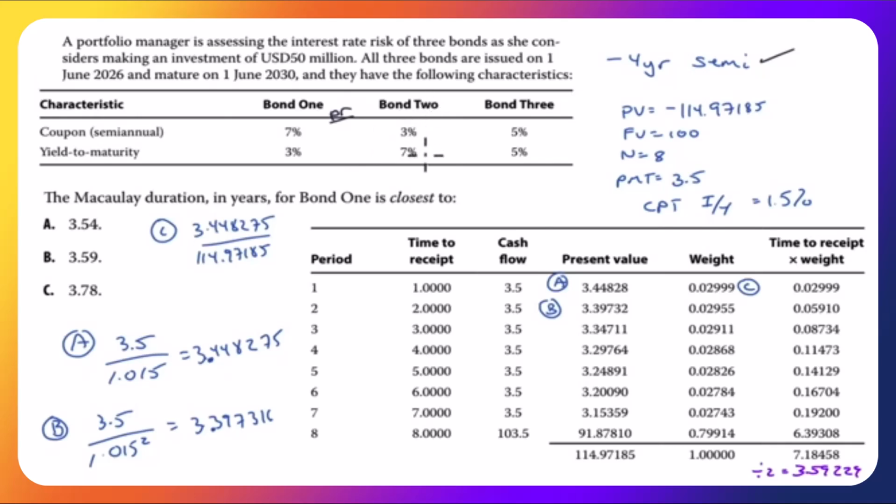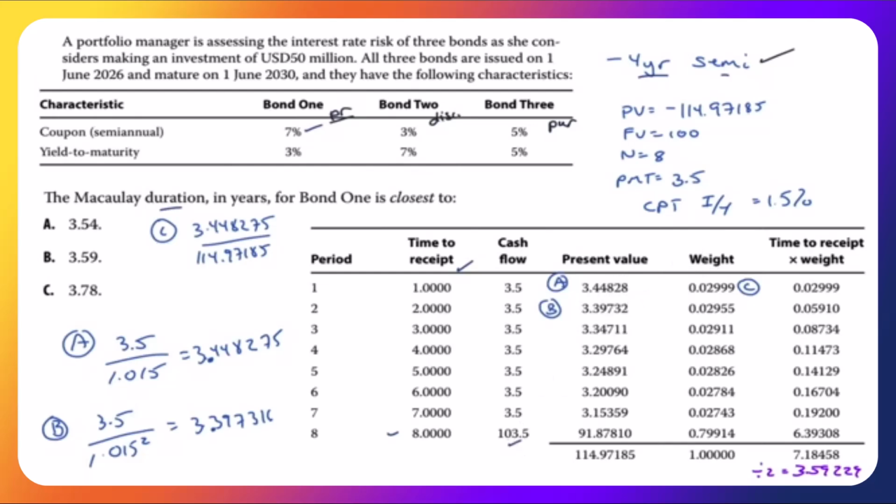Bond 2, coupon of 3, yield to maturity of 7. We're dealing with a discount bond. And bond 3 is a par bond. And we are asked to calculate the Macaulay duration for bond 1. Our first column is time to receipt. Since we have 4-year semi, we're going to have 8 cash flows. Here's our cash flow, 7% coupon. And of course, we get our par back in the future.